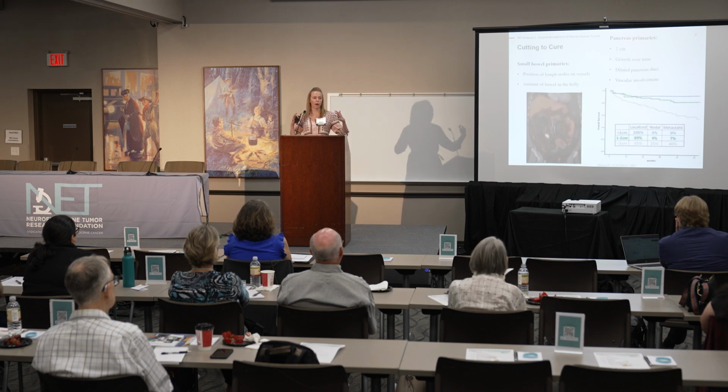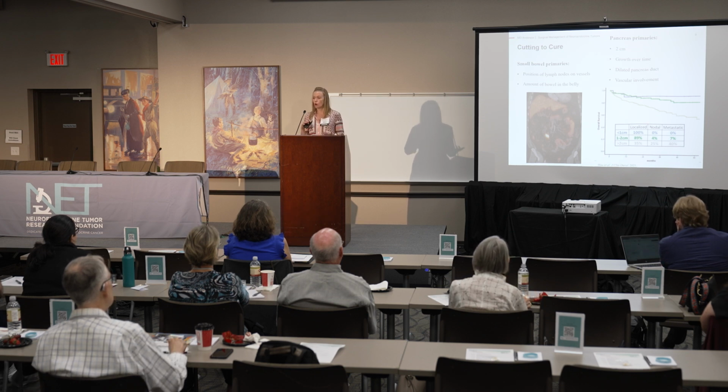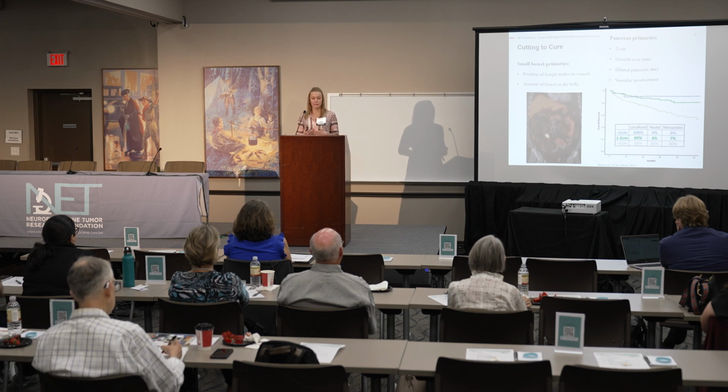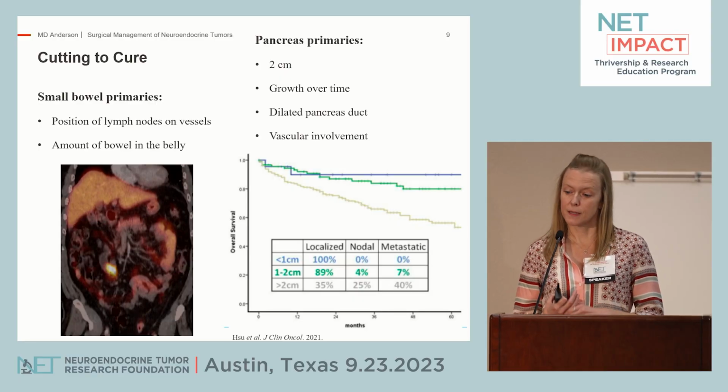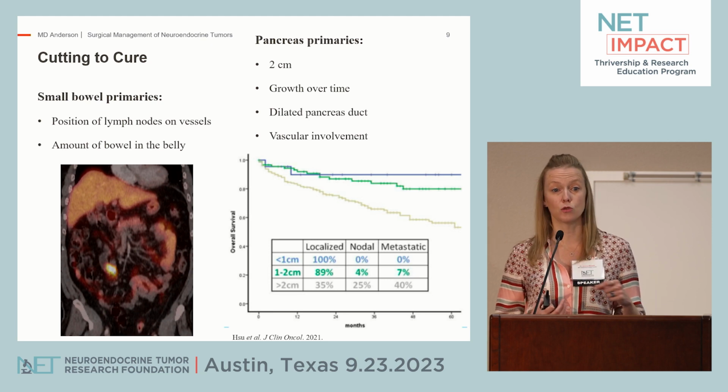So when we think about removing tumor for cure, in patients with small bowel primaries, the most important things that we think about are, where are the lymph nodes? Can I save enough bowel, right, and not have to remove a ton, which is all dictated by where these lymph nodes are sitting, and how much bowel am I going to leave you with? For pancreas primaries, we have a few more rules, and so we can make some of these decisions before we even get to the operating room. Pancreas tumors, it's suggested that we remove them once they hit 2 centimeters.